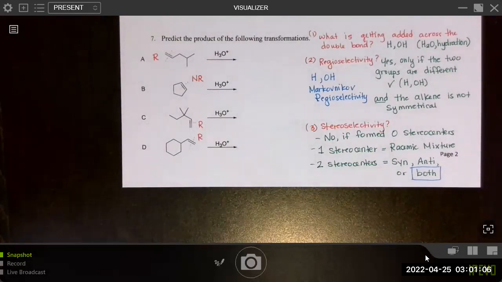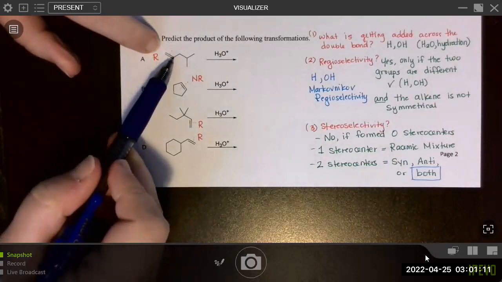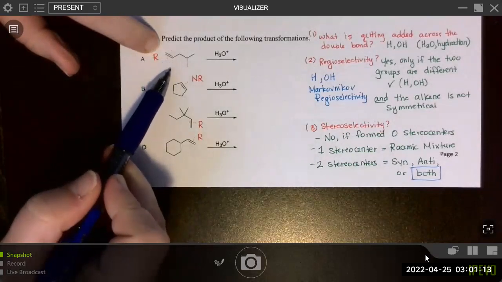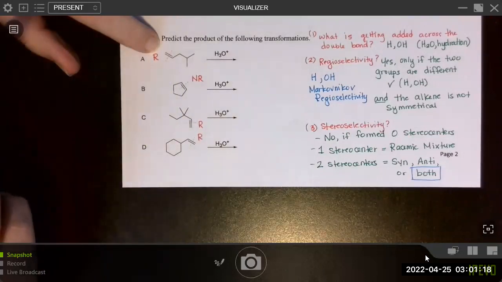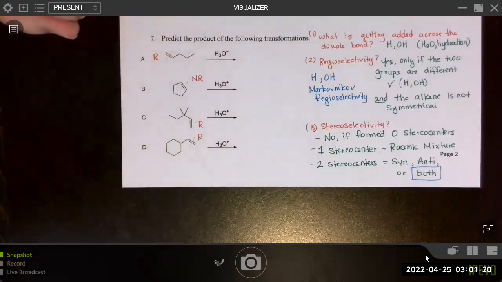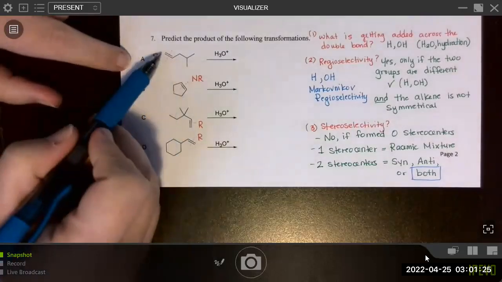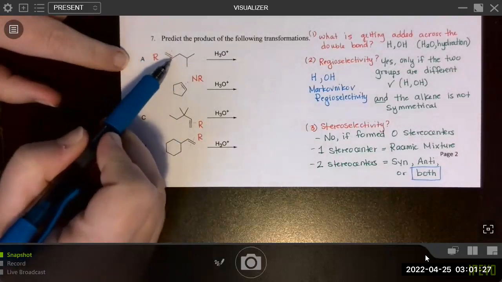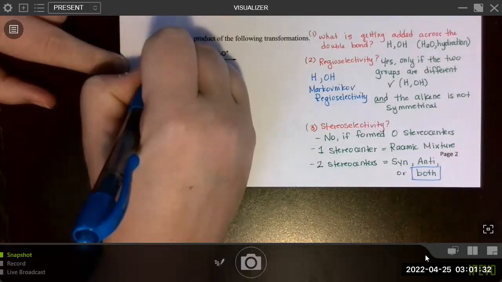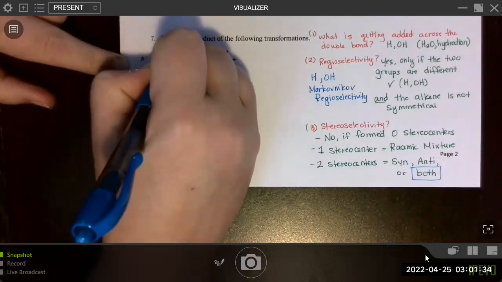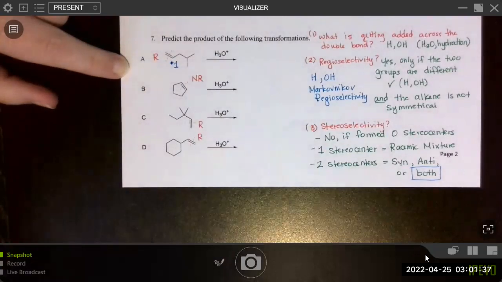All right, so let's go ahead and draw in products. We said that the OH is going to go on the more substituted carbon. That is the regioselectivity in this case. Are we forming any stereocenters? That is the next question. So we are forming, this will get an H, it will not be a stereocenter. This will get an OH, and we will get a stereocenter. So we're forming 1 chiral center. We want to make sure to draw a racemic mixture.